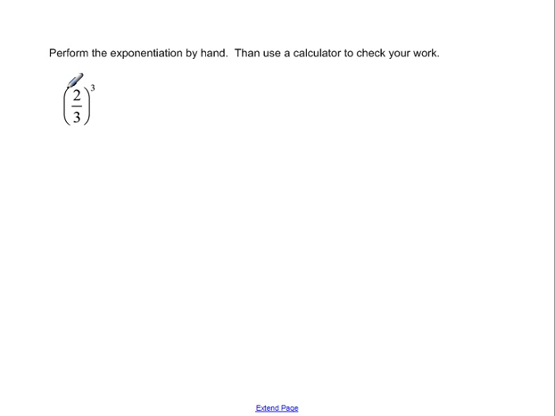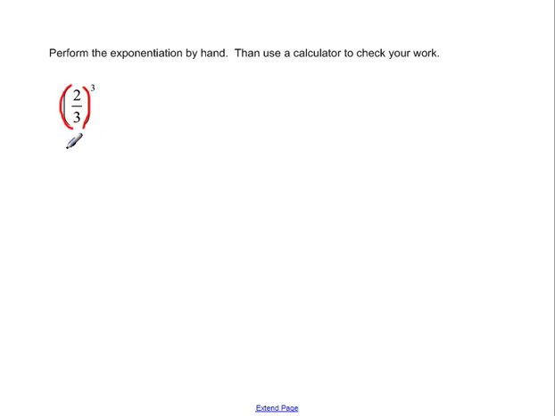Notice that that whole 2/3 is inside the parentheses. That means the whole 2/3 is being raised to the third power. Well, we know when something is raised to the third power, what that means is to use that base, whatever it is that's being raised, as a factor, as a multiplication piece, the exponent number of times.